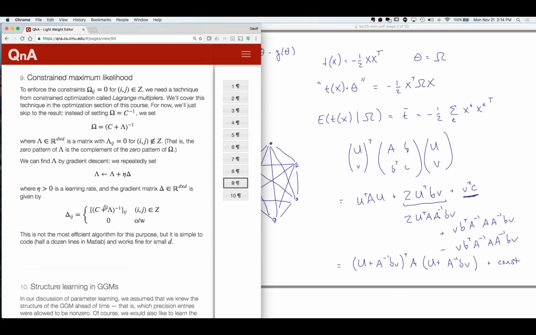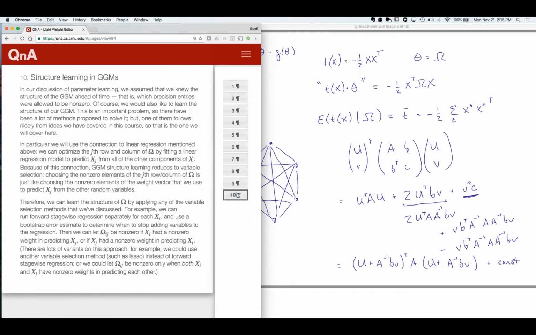If you want to handle larger graphical models, then start looking at more advanced machine learning and optimization courses, because there's a lot of really interesting stuff for figuring out how to optimize models like these. All right, so this is how, if we know the structure, to estimate the parameter omega. And if we don't know the structure, it's actually possible to estimate the structure as well.